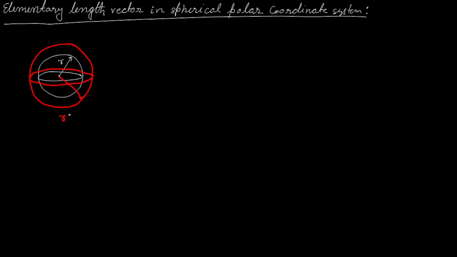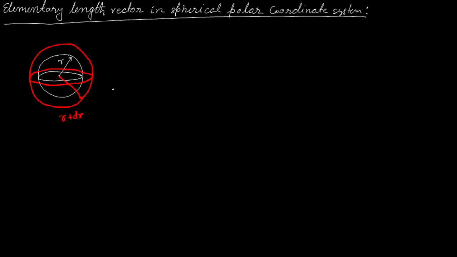R plus dr. Now, what is dr? Let me first define that dr. So assume that this whole universe is spherical. What we are assuming is that this whole universe is spherical. How do we want to represent this universe by this spherical polar coordinate system?